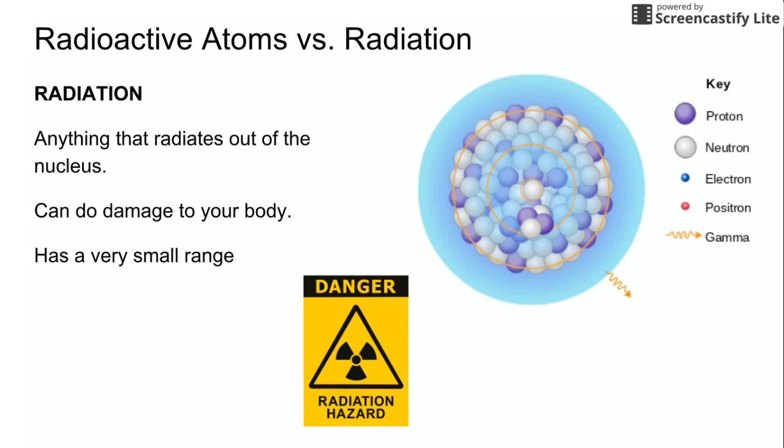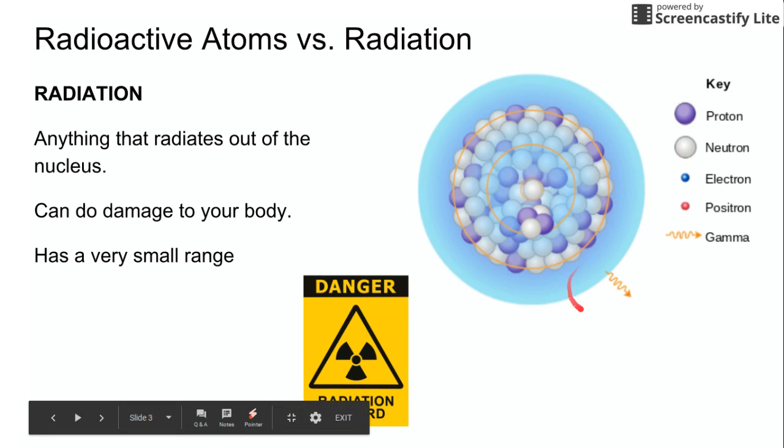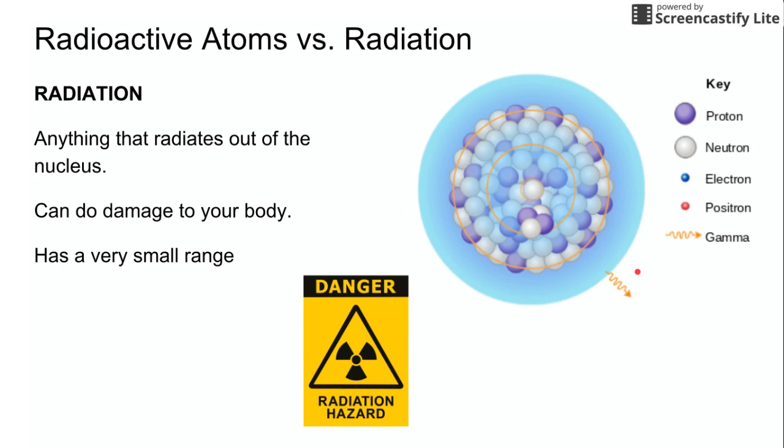So radiation is anything that radiates out of the nucleus. So over here, this is our radiation, and it's the energy being released from this unstable nucleus we have here. You might see this in many nuclear power plants, sites where they use nuclear equipment, like in hospitals, X-ray rooms, stuff like that.